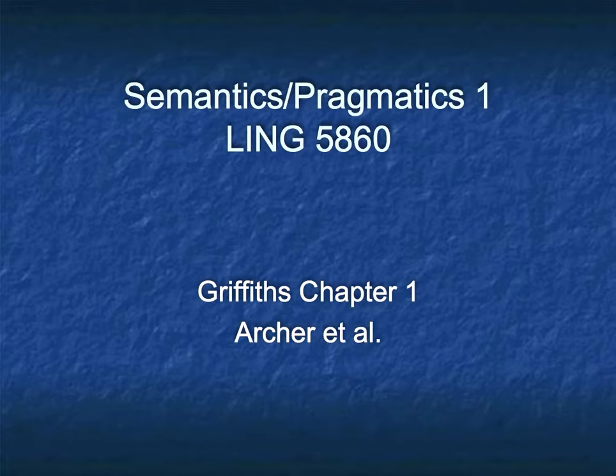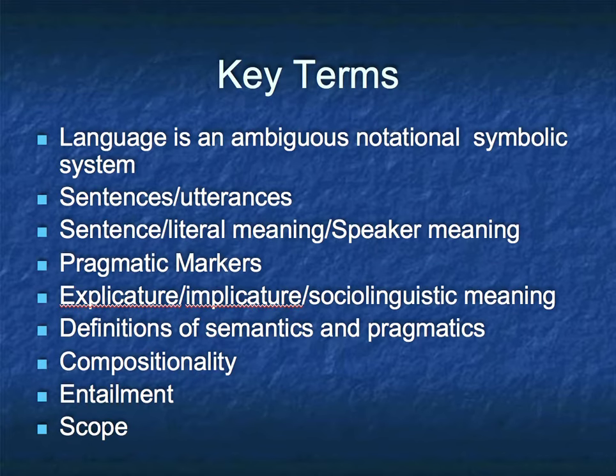Okay, so in this lecture, we're going to look at Griffith's Chapter 1 and also some of the key terms used in Archer's introduction to the book, which is called Pragmatics. We're going to start off with the idea of language as being an ambiguous notational symbolic system. Once we realize that language has this degree of ambiguity built into it, then we can understand the actual nature of pragmatics.